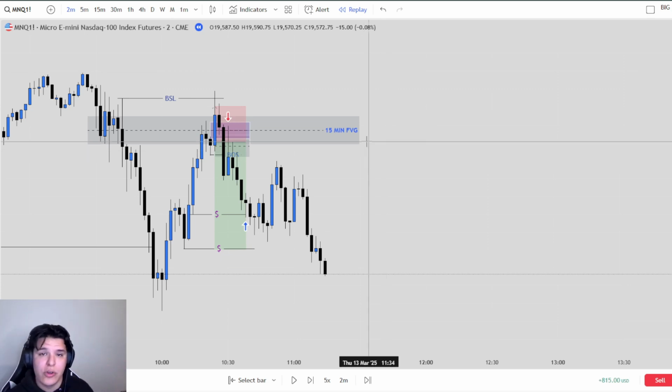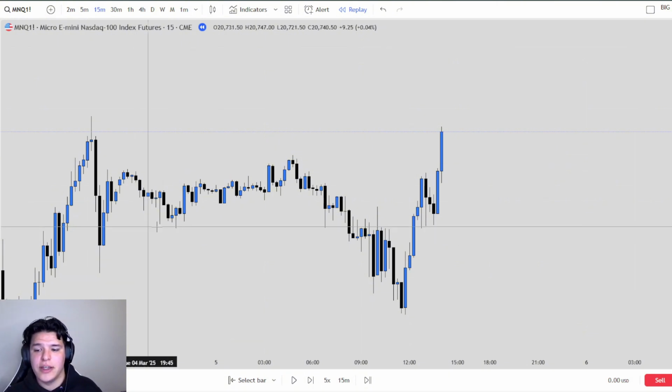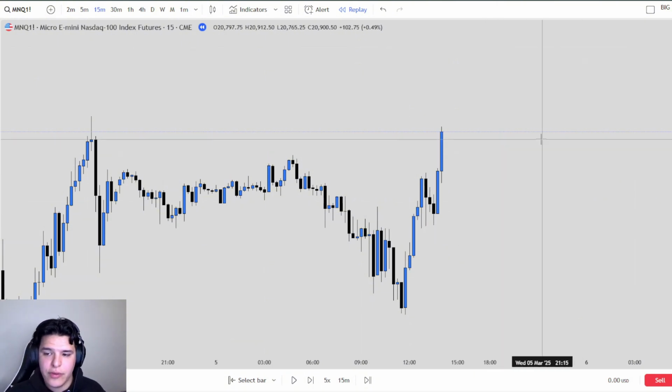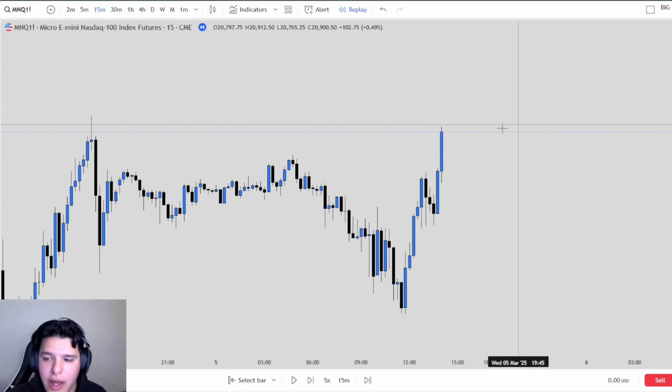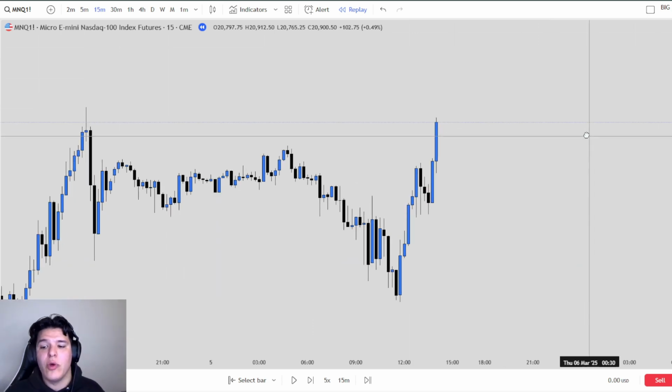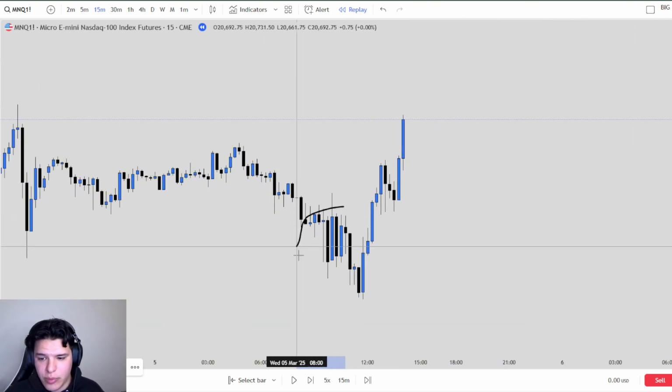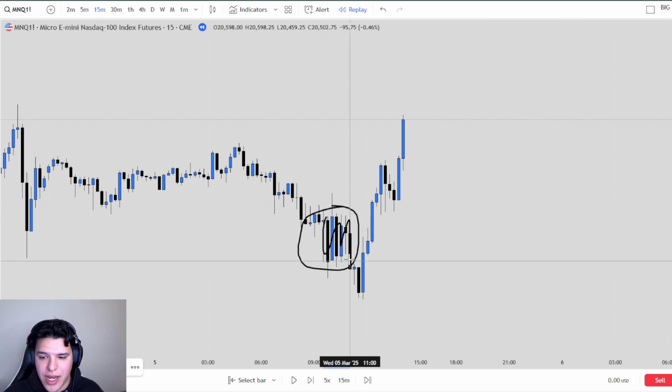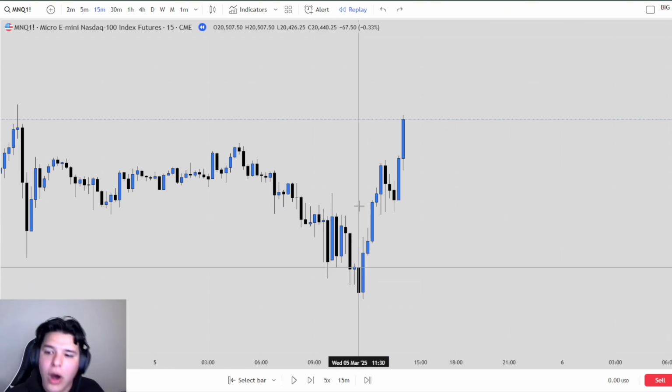Let's move on to another example. All right, guys, now on to the second example. So we're here on the 15-minute time frame once again on MNQ, and this is 2 p.m. Why is it 2 p.m.? Because as we can clearly see, price action during the morning PA was absolutely dog water, okay?